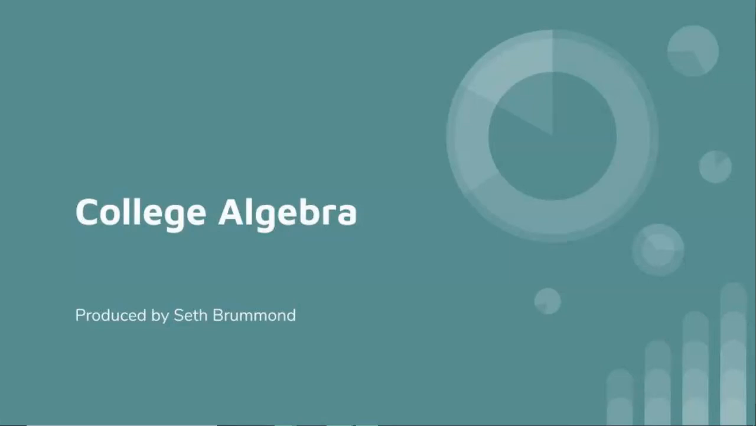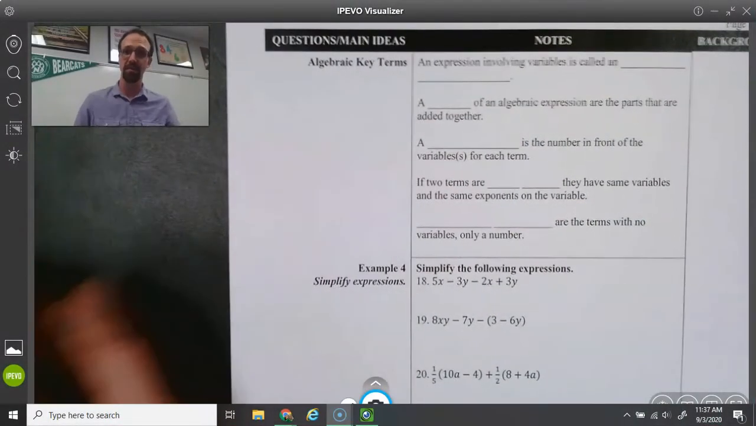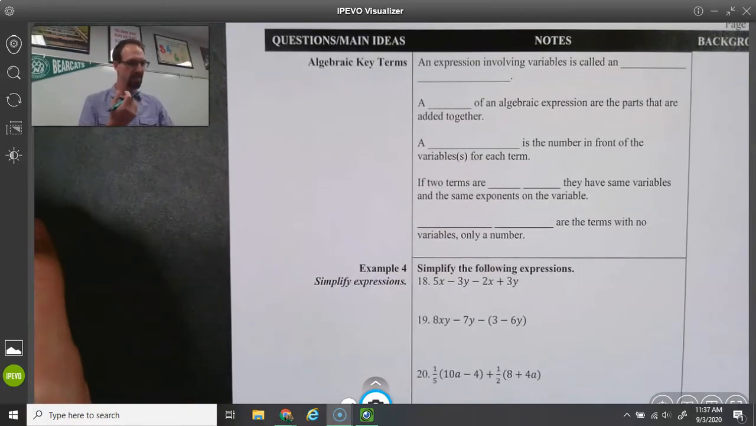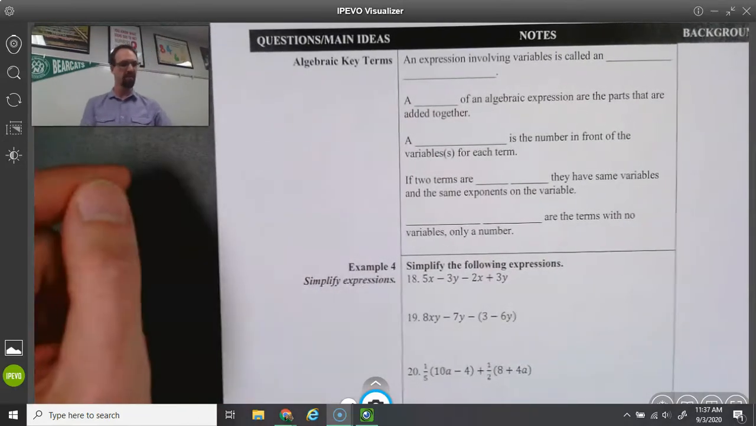Hi, welcome to the Unit R, Day 2, Algebraic Key Terms, an example for part of your notes. Jumping in, we're talking about filling in this table here. The algebraic key terms, there's a few fill in the blanks. Let's figure out what these are.